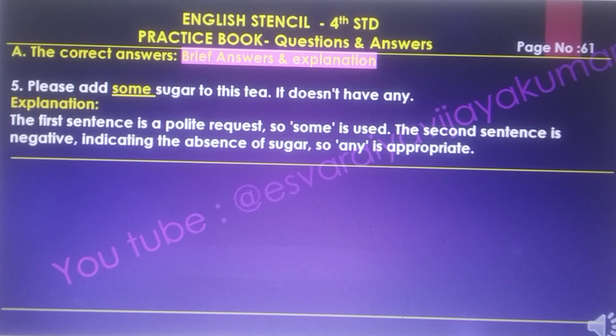The fifth one, please add some sugar to this tea. It does not have any. Explanation: the first sentence is a polite request, so some is used. The second sentence is negative, indicating the absence of sugar, so any is appropriate.